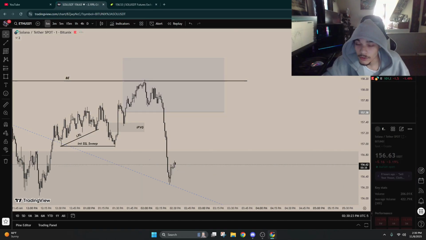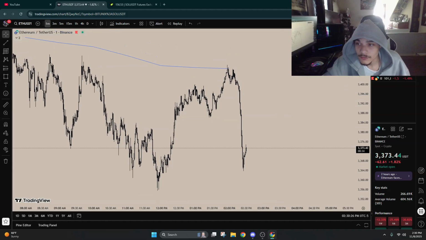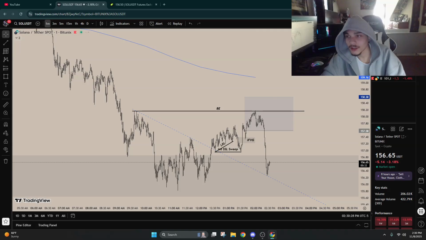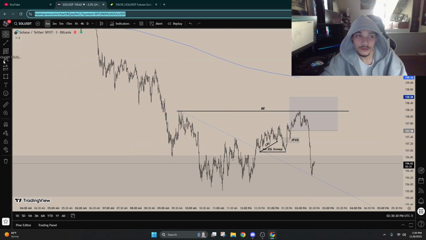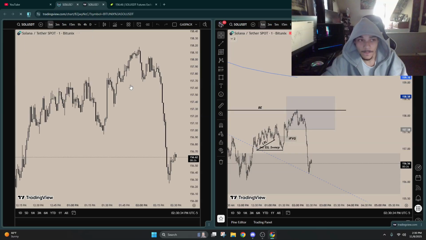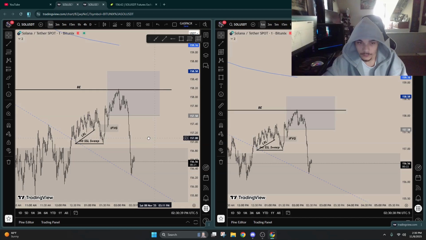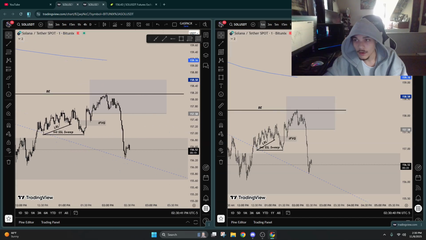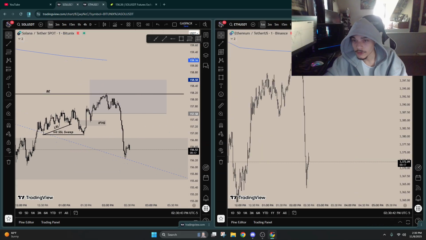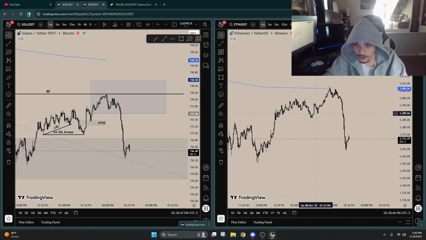Let's go over to Ethereum. What does Ethereum do? So, actually, no, let's just do this. Let's pull this over real quick. Let's create a split screen. Sol right here. And let's do Ethereum right here. So, when we enter on Sol, this is Ethereum. This would have been our entry on Ethereum.